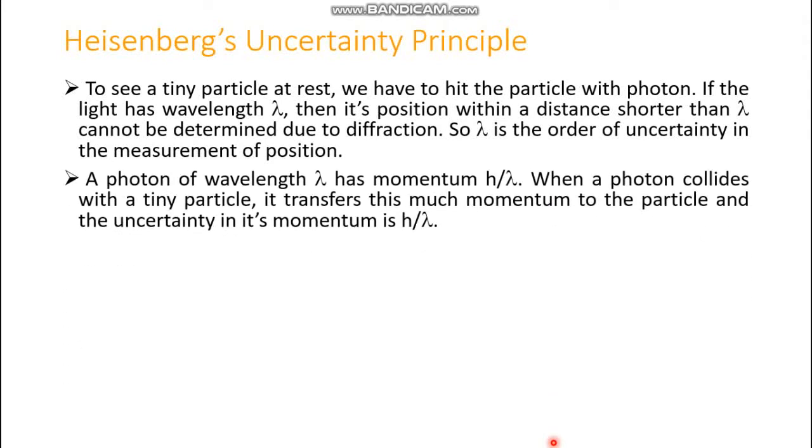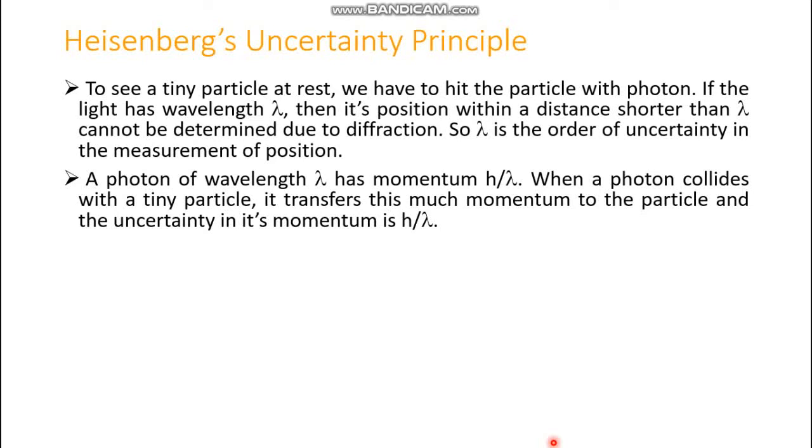A photon of wavelength lambda has momentum definitely h by lambda. This is according to the de Broglie equation. When a photon collides with a tiny particle, it transfers this much momentum to the particle, and the uncertainty in its momentum is also h by lambda.